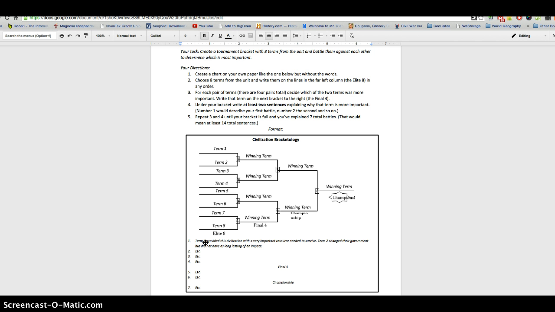This should contain at least 2 sentences explaining what one person did, what the other person did, and that one won. Now, you're going to repeat this with person 3 and person 4, whoever you chose. You're going to choose a winner. And underneath, under number 2, because that's bracket number 2, you're going to explain again with 2 sentences. Now keep in mind, you're going to have to use historical fact to get credit.